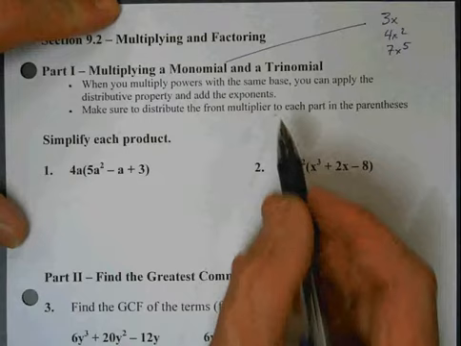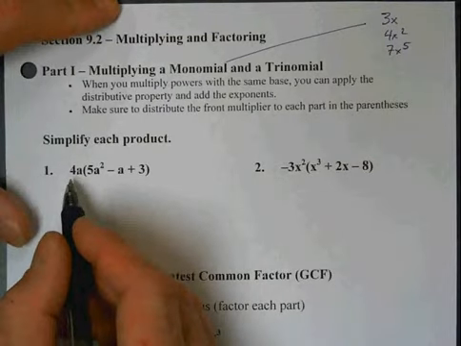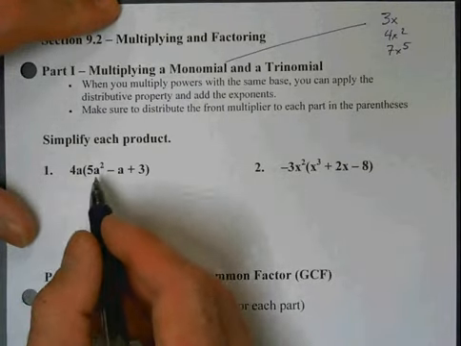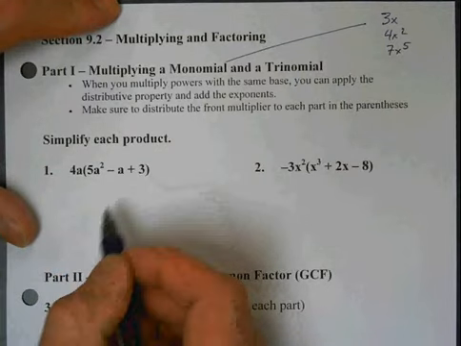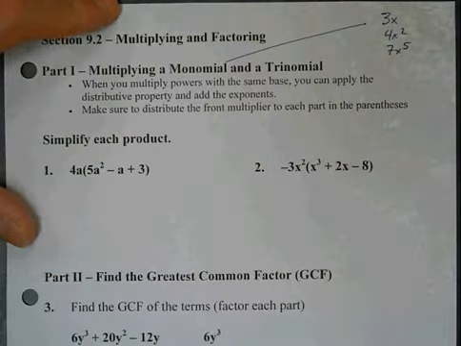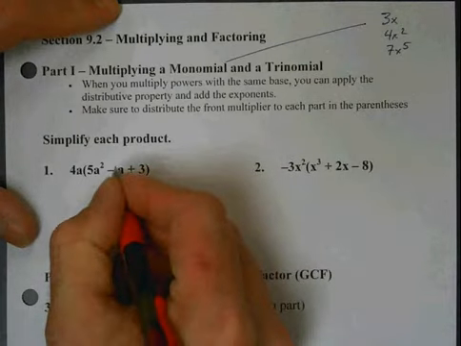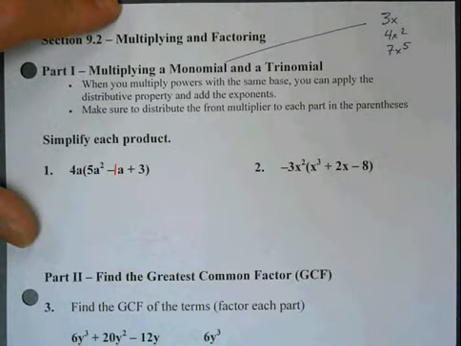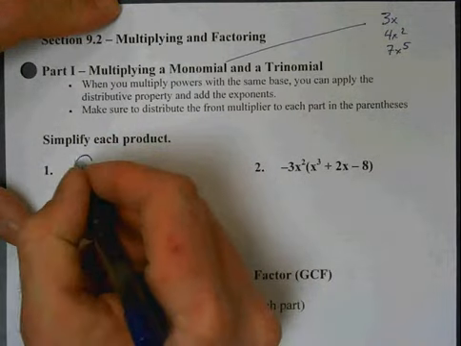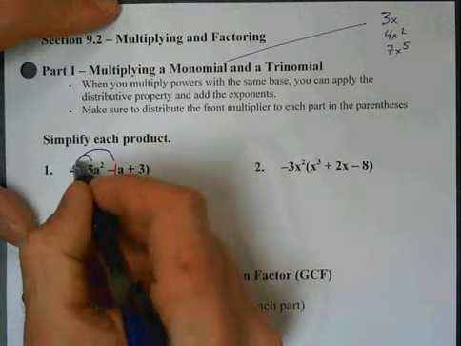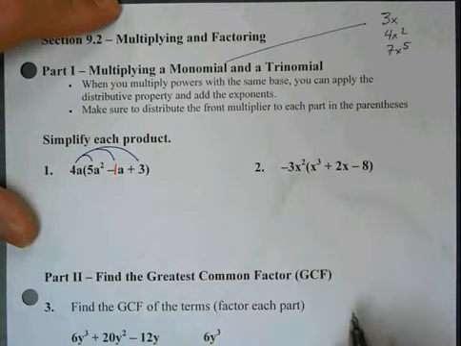So here we go. Here's our first one. 4a is our monomial times 5a squared minus a plus 3. If it helps, I don't know if you want to do this or not, but you might want to think, okay, that's really a minus 1a in there. And now we're going to multiply 4a times 5a squared, 4a times minus 1a, and 4a times positive 3.